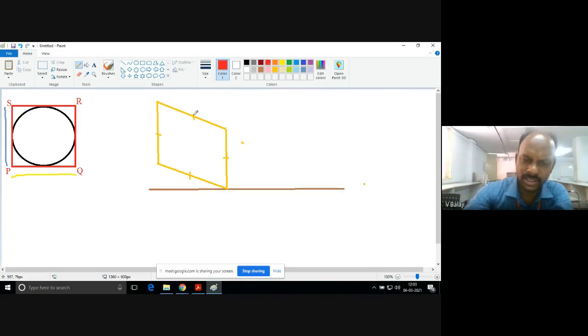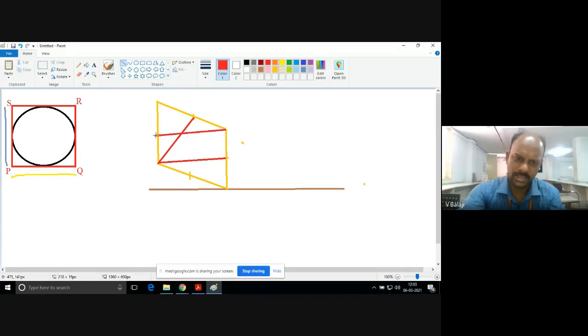So you use the 4 center method, right? I don't want to explain once again. Just I am joining the lines. Am I correct? Is it correct?